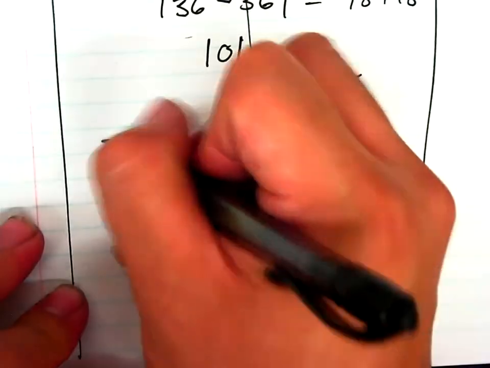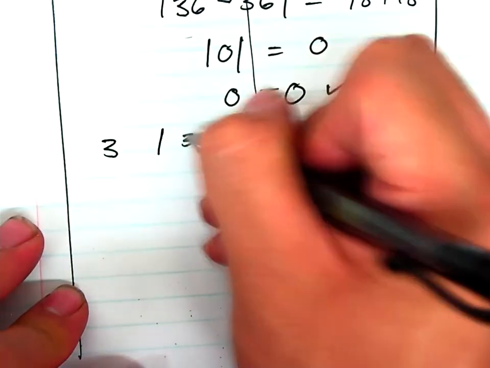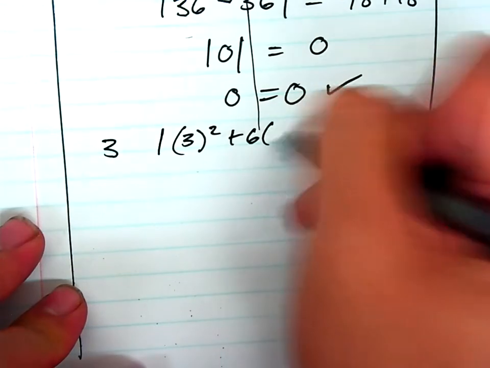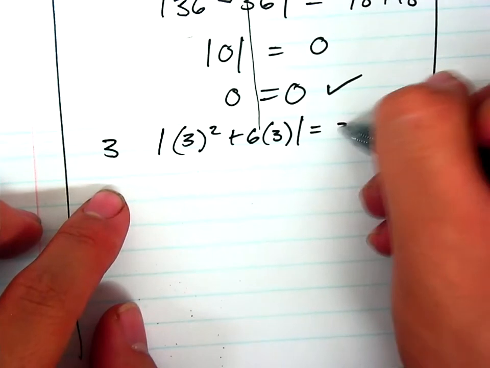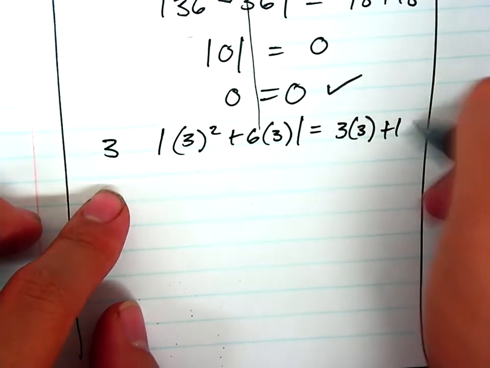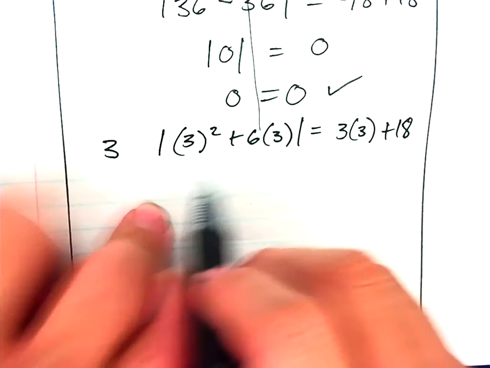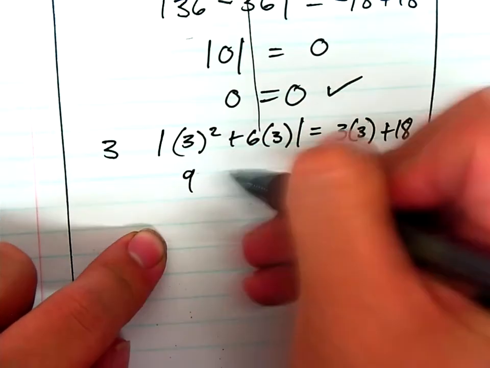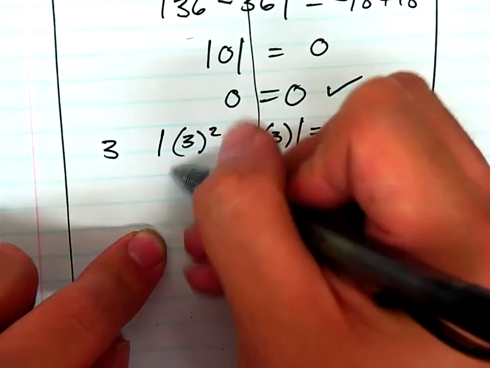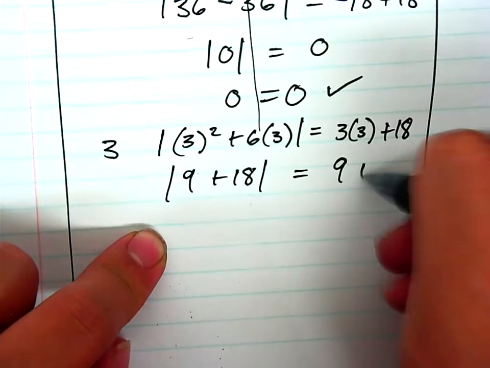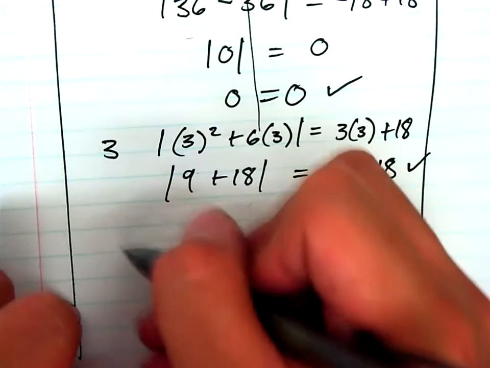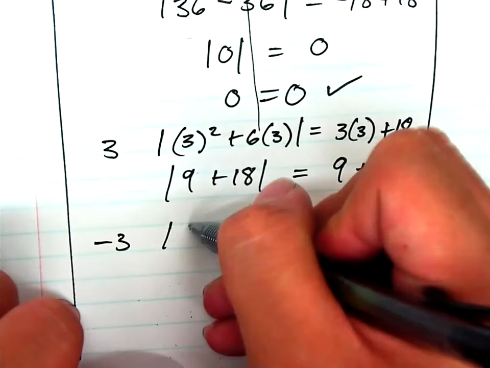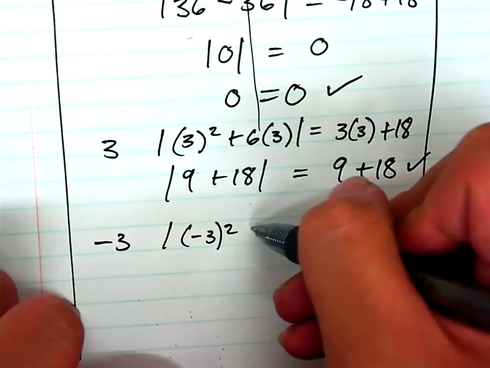Next we try positive 3. So same deal, absolute value of 3 squared plus 6 times 3 equals, let's see, 3 times 3 plus 18. That one is going to be 9 plus 18, absolute value of. And over here we actually get 9 plus 18 as well, so we know immediately it's going to be the same thing. And then finally negative 3, plug it once again, negative 3 squared plus 6 times negative 3.